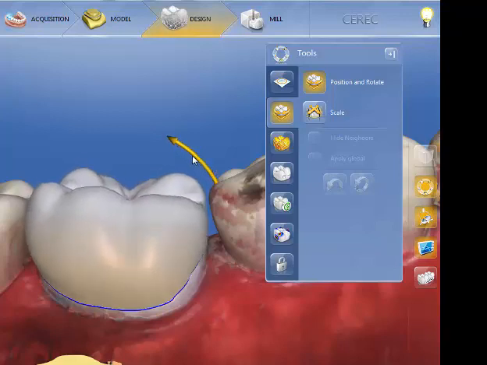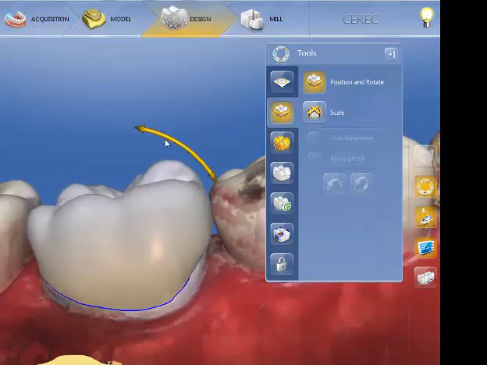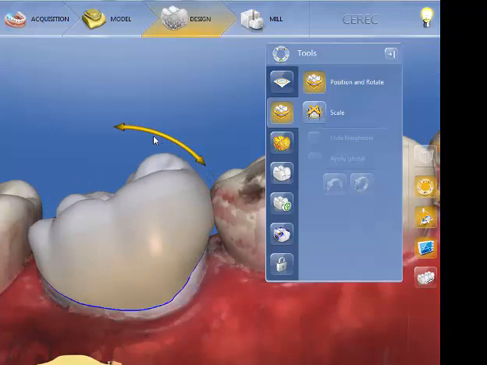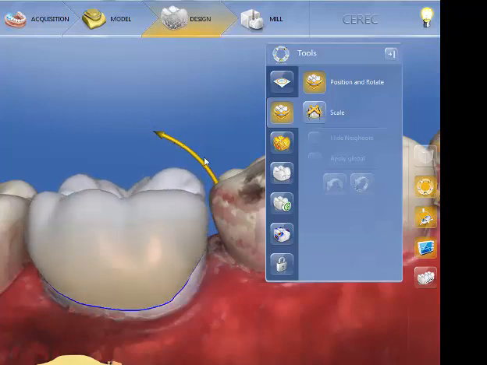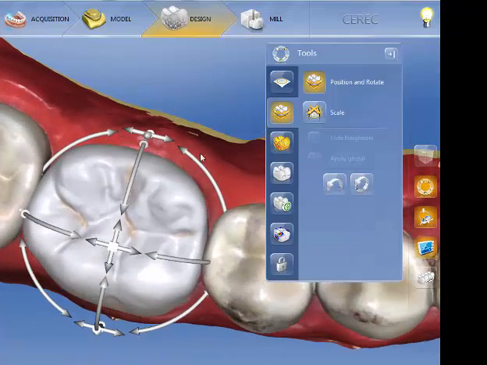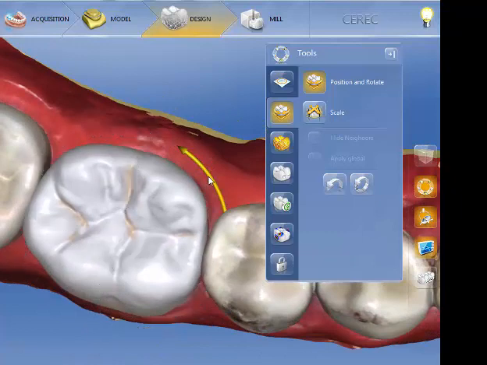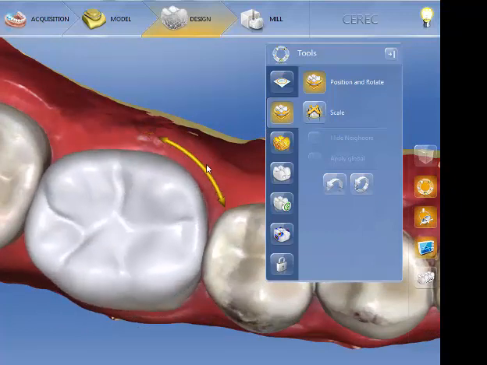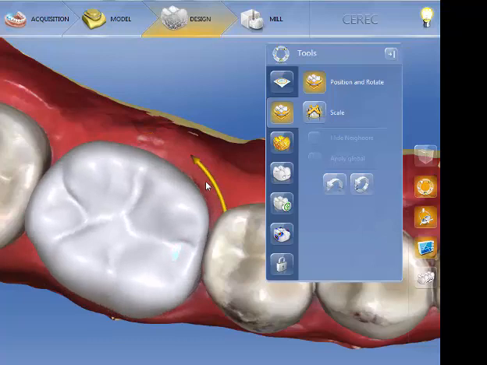raises the distal marginal ridge. If I pull up on it, it raises the mesial marginal ridge and pushes down the distal. So this is a denture tooth set in wax. If I look from the occlusal, I can grab and turn the fissure lines. So you can see I can rotate the fissure lines.